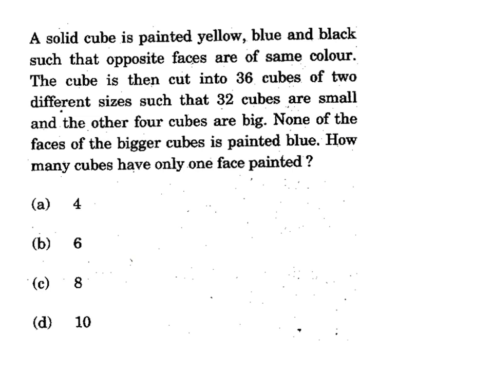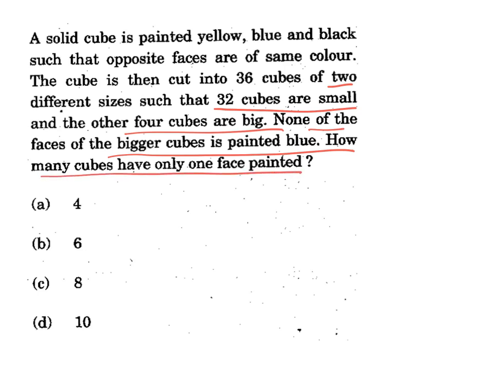A solid cube is painted yellow, blue, black such that opposite faces are of the same color. The cube is then cut into 36 cubes of two different sizes, such that 32 cubes are small and the other 4 cubes are big. None of the faces of the bigger cube is painted blue. So, how many cubes have only one face painted?